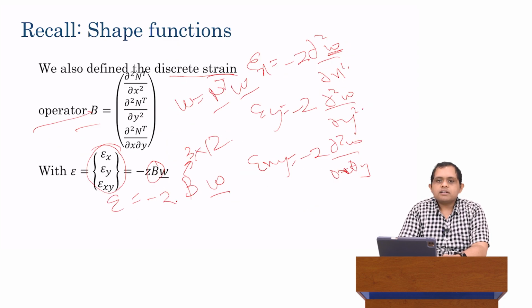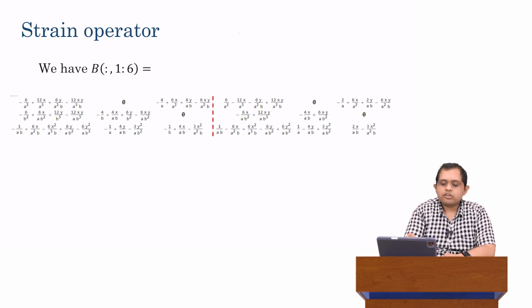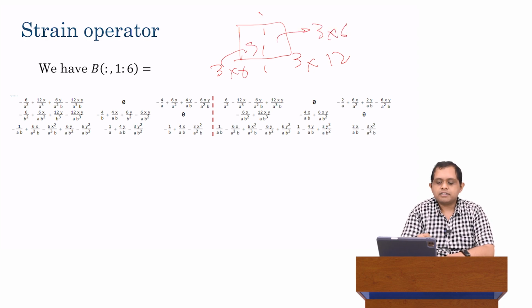So what I went ahead and did is I just evaluated these derivatives and I wanted to show you what B looks like. Again, B is of size 3 by 12, so I couldn't fit it into one slide. So I'm just showing it in two slices. If I have a 3 by 12, I'm just cutting it vertically like this. So I'm showing you first a 3 by 6 matrix, which is this part, and then I'll show you the next 3 by 6 part in the next slide.